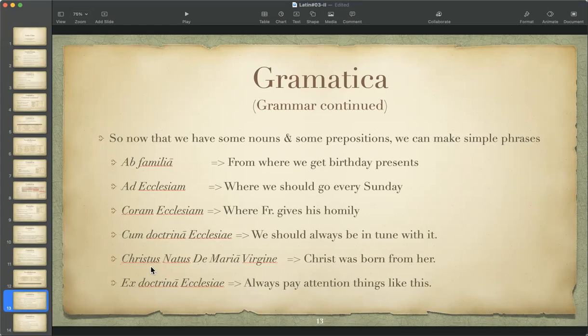Anyway, Christus, and this is coming up. Christmas isn't that far off, so I thought I'd throw a few in. Christus natus de Maria Virgine. Now, I admit you haven't had a lot of those words, but Christus, you should be able to figure that one out. But natus from nativity. Christ was born. De, we had that. Maria, from the Virgin Mary.